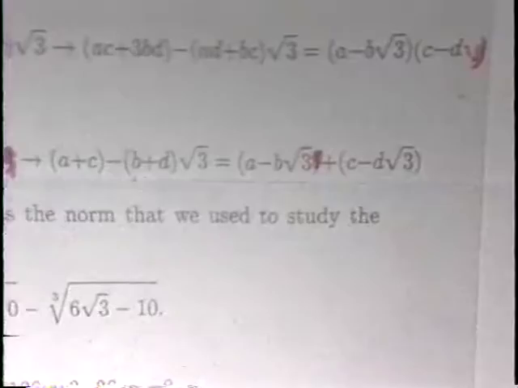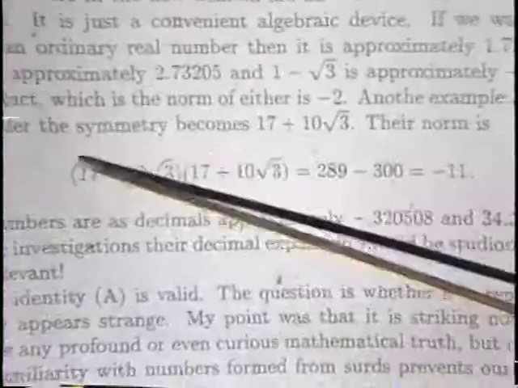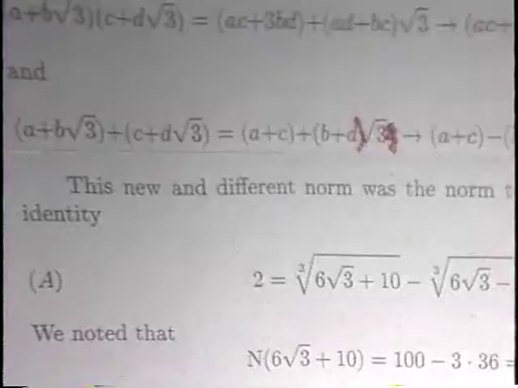Now, in the study of this particular number, we used a different norm, the norm obtained by taking a plus b square root of 3 times a minus b square root of 3. There's an example in which we compute the norm. But it's a different norm. It's not the norm of these numbers as complex numbers. The square root of 3 is an ordinary real number, so this is an ordinary real number, and this is an ordinary real number. And when you apply the symmetry to this, you obtain that.